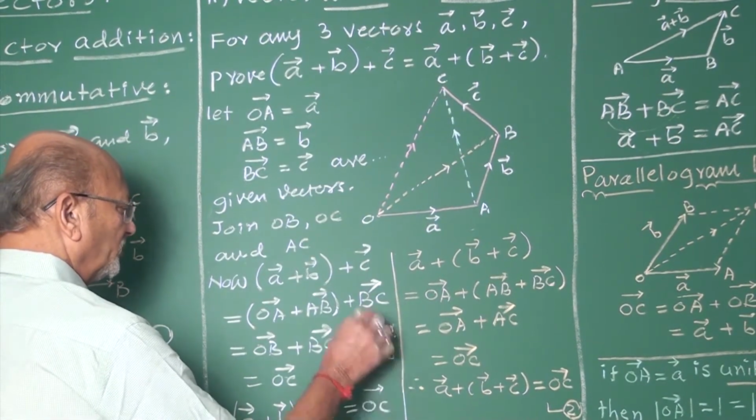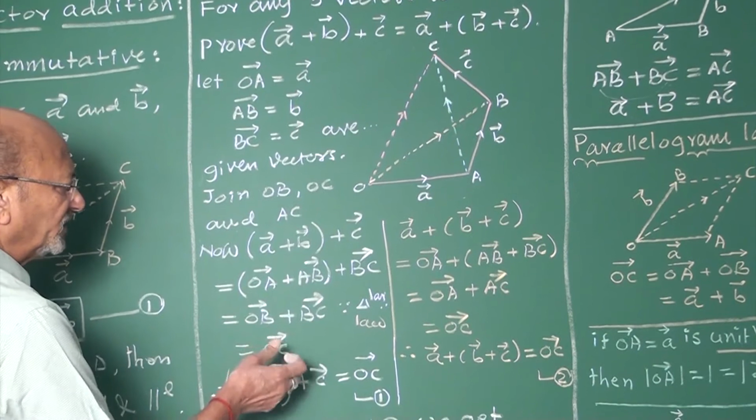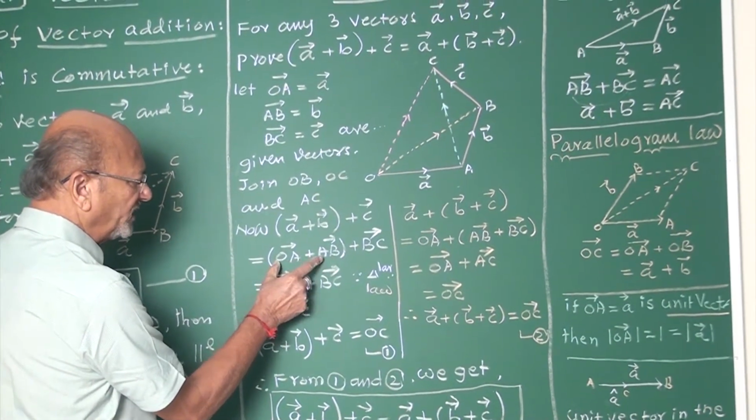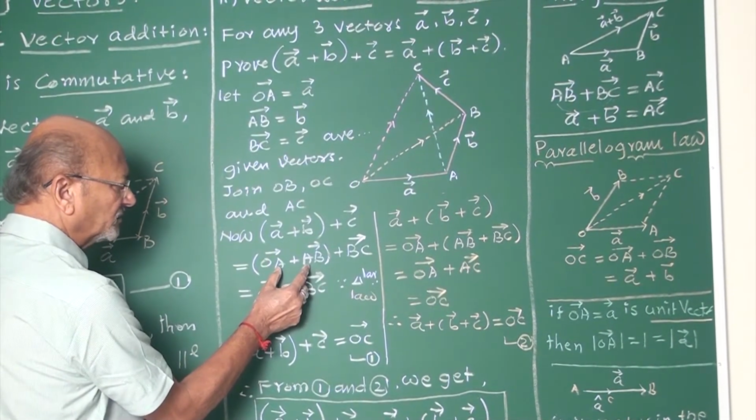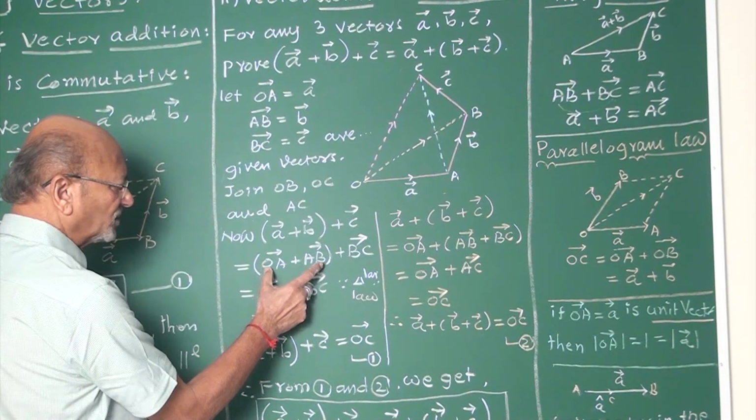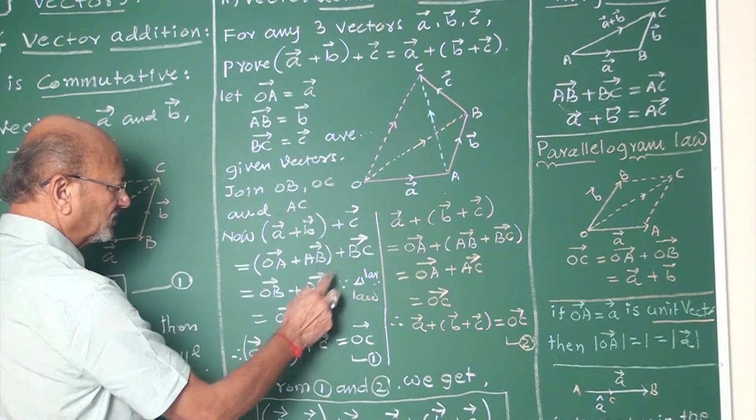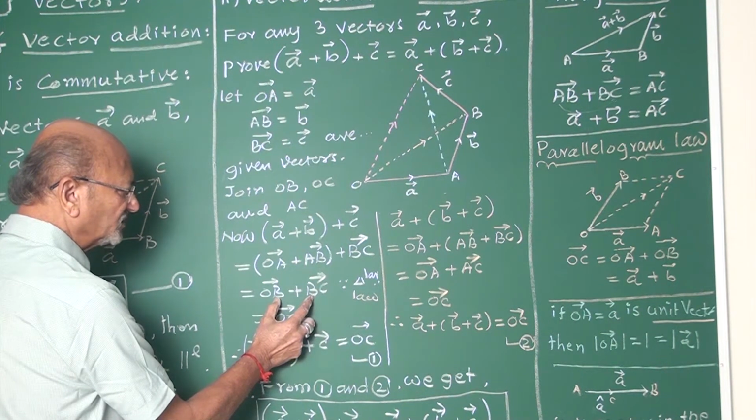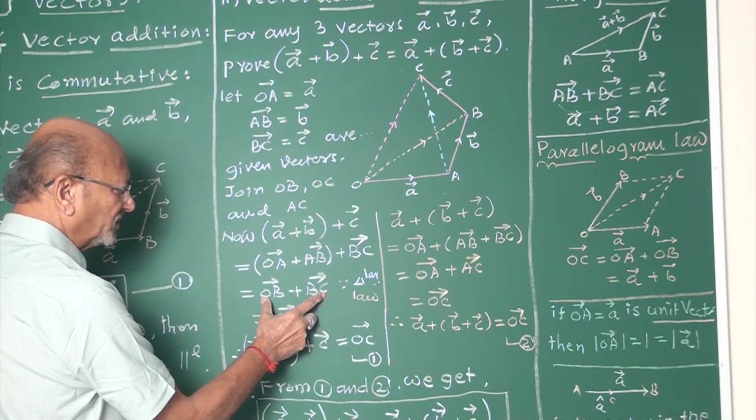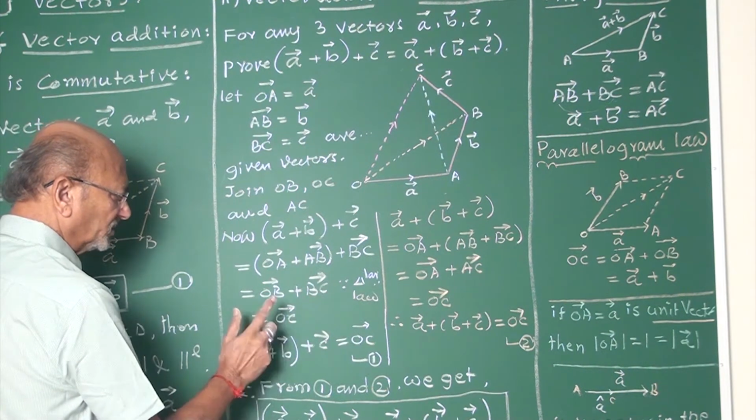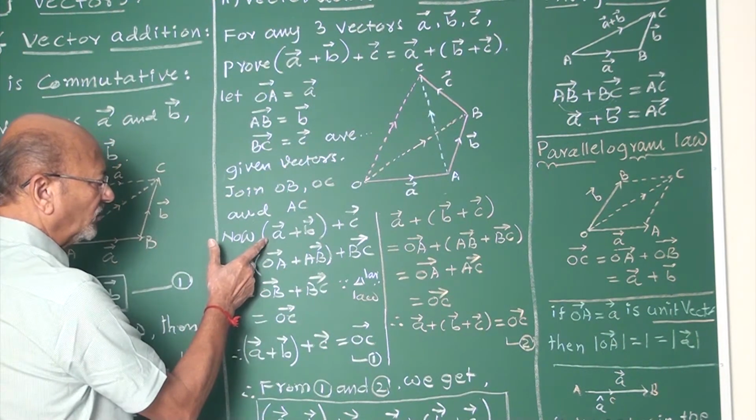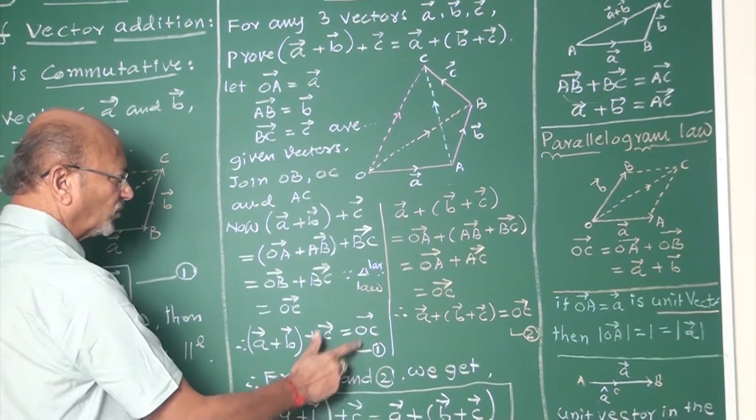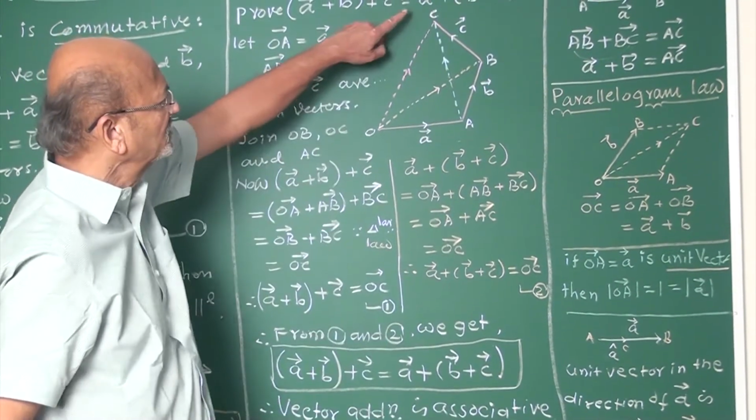Again, my friends, by the triangular law of addition. Once again, the triangular law; it is a basic law. OA plus AB: these are the two vectors such that the end point of the first and the initial point of the second are the same. If it is so, what is their addition? OB, the resultant, plus BC, the same. OB, BC: end and initial same. What is this addition? The resultant, which is vector OC. Therefore, my friends, vector A plus vector B plus vector C equals OC, we have proved. Name this as 1.